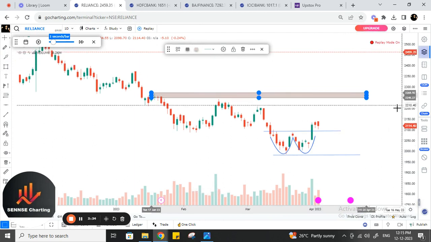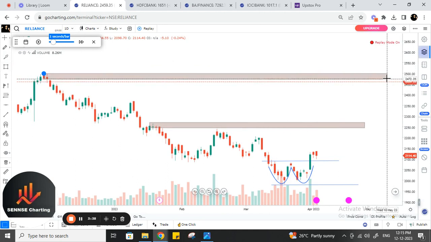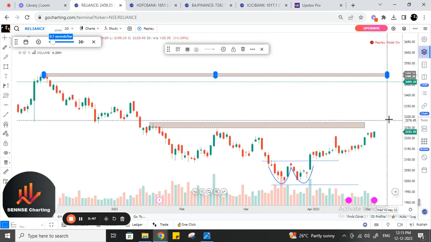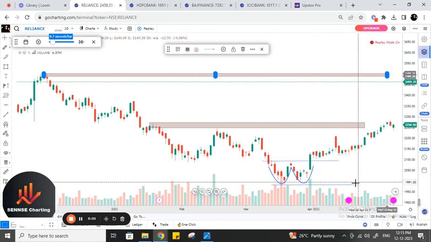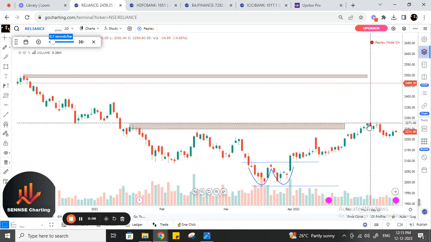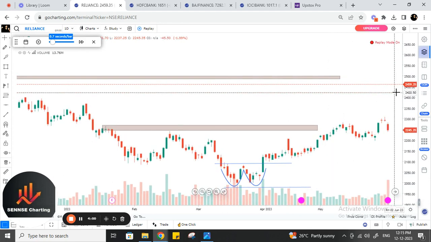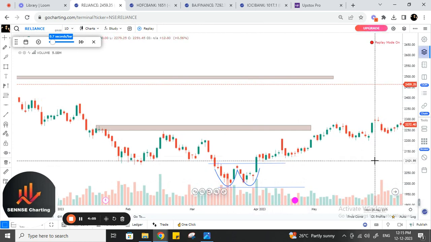this one is my first target, and this particular level is my second target. So let's see if it will achieve that level or not. After our entry position, our stop loss is never reached. So the first target is achieved at this level, and we'll wait for the next target to hit in Reliance Industries by using the double bottom pattern.